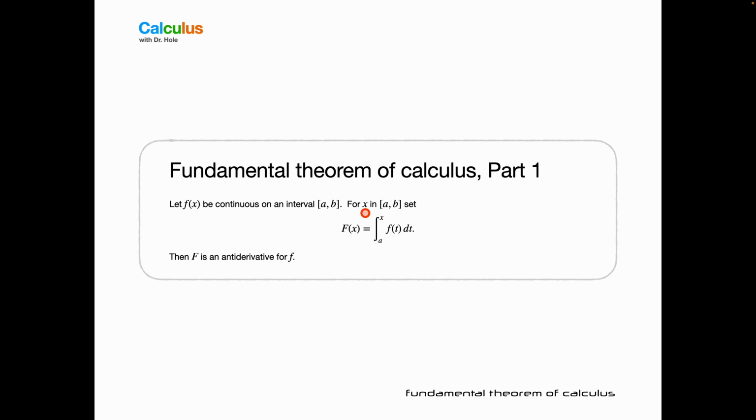Then for any input x in this interval, we're going to define a function capital F to be the integral of continuous little f from a up to x. The conclusion is that this capital F is an antiderivative for the integrand little f. In other words, taking a derivative of capital F will result in little f of x.